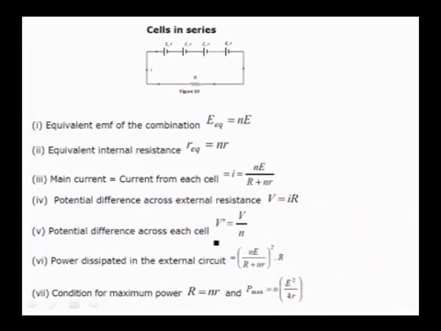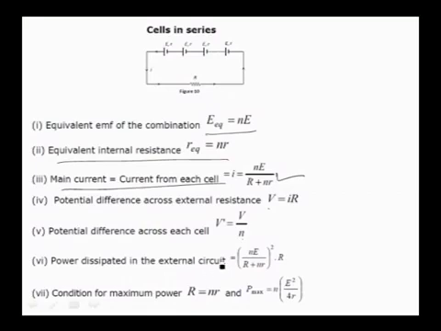Next, cells in series and cells in parallel. For the equivalent EMF of the combination, when n identical cells are in series, the equivalent EMF is nE. The equivalent internal resistance is nr, and the current in the circuit is I = nE divided by R plus nr. The potential difference across the resistance is V = IR. The potential difference across each cell is V dash = V by n.